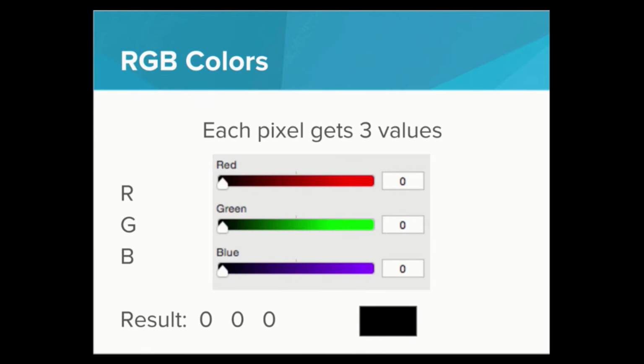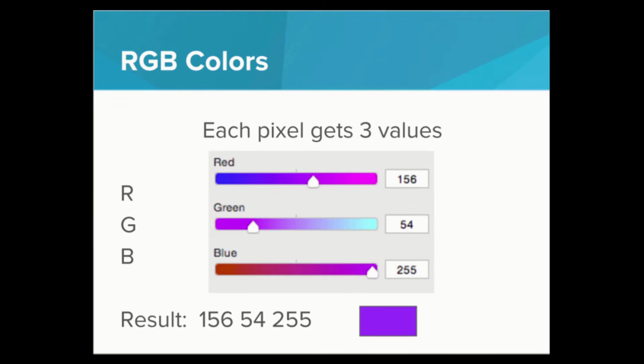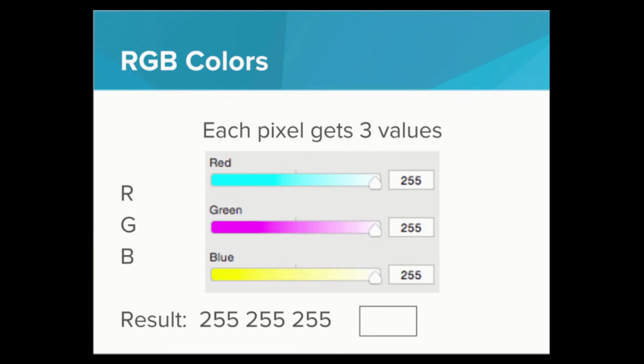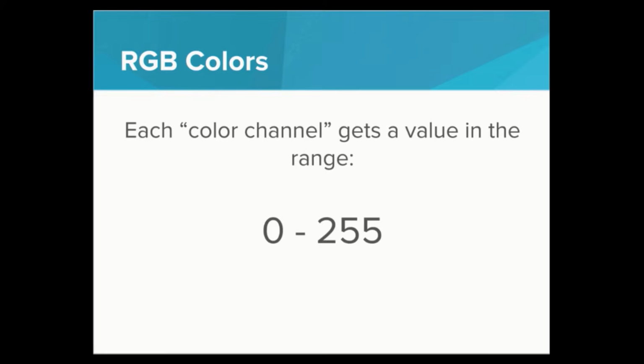So if we have 0 for every channel, then we have no light. We have a black pixel. If we have some mix in between, say we had 156 red, 54 green, and 255 blue, that gives us purple. And if we have them all the way up, if we have 255 for every single channel, that's how we get white. We max out each color to its max intensity, and we get a white pixel. So each color channel gets its own value in the range from 0 to 255. This is the minimum and maximum value for any pixel channel, RGB.